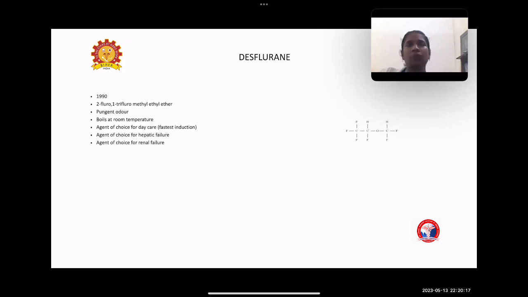Then moving on to desflurane. It was found in the year 1990. It is 2-fluoro, 1-trifluoromethyl ethyl ether. It has a very pungent odor. It boils at room temperature. It is the agent of choice for day care anesthesia because of faster induction and elimination. It is the agent of choice for hepatic failure and also for renal failure.